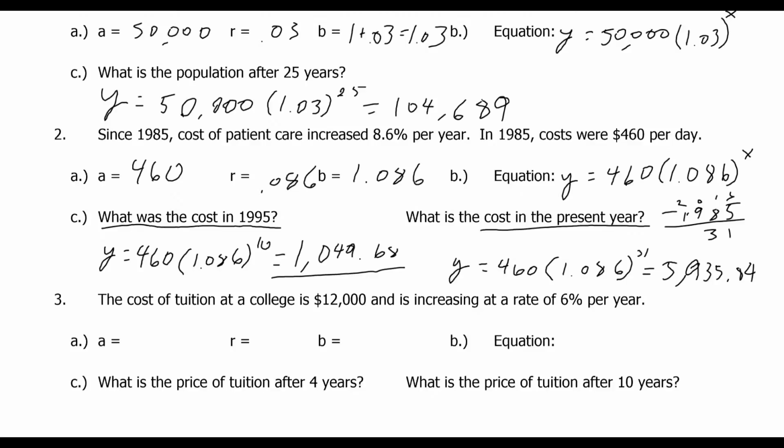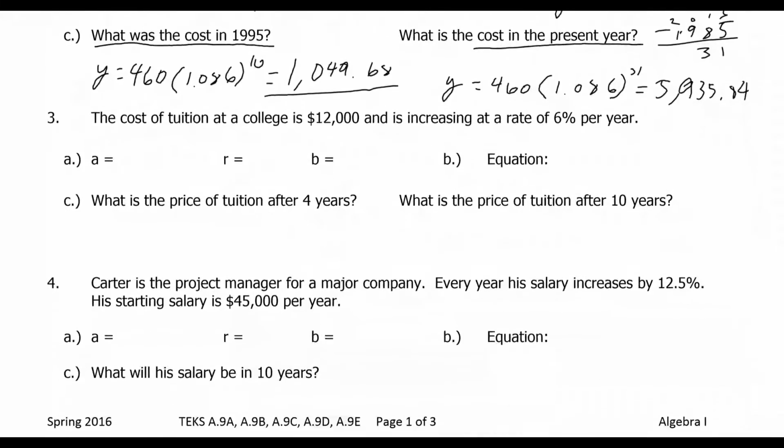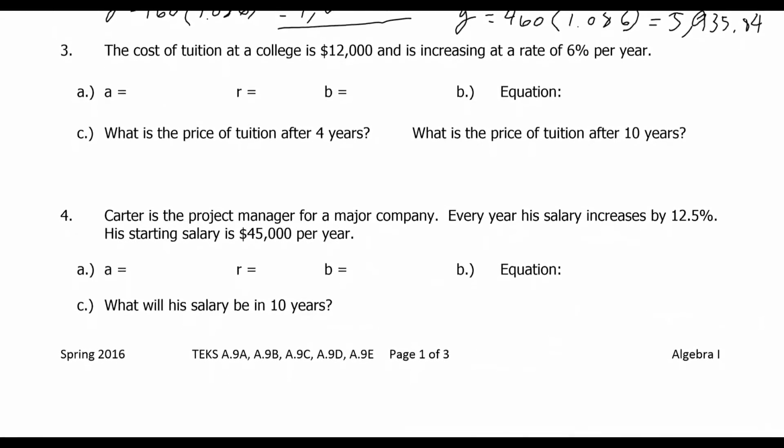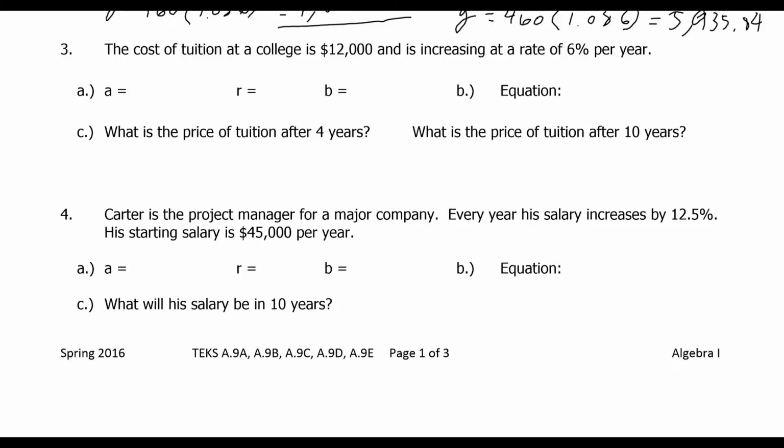All right, so next thing, we want to talk about the cost of tuition at a college is $12,000 and is increasing at a rate of 6% per year. Let's look at this one. This one, let's see, our A is going to be $12,000.